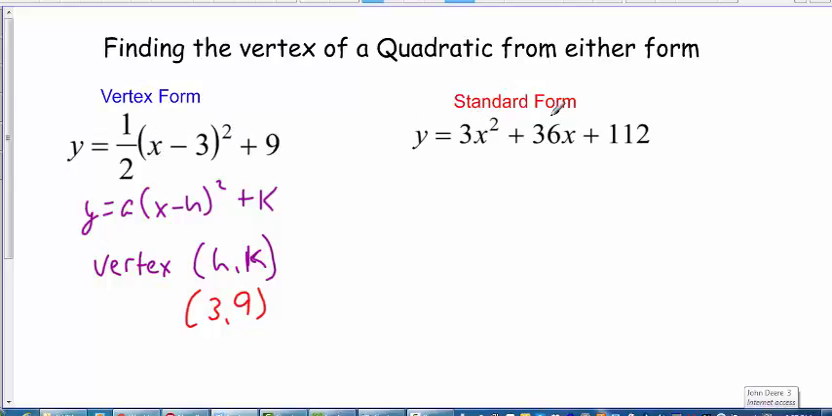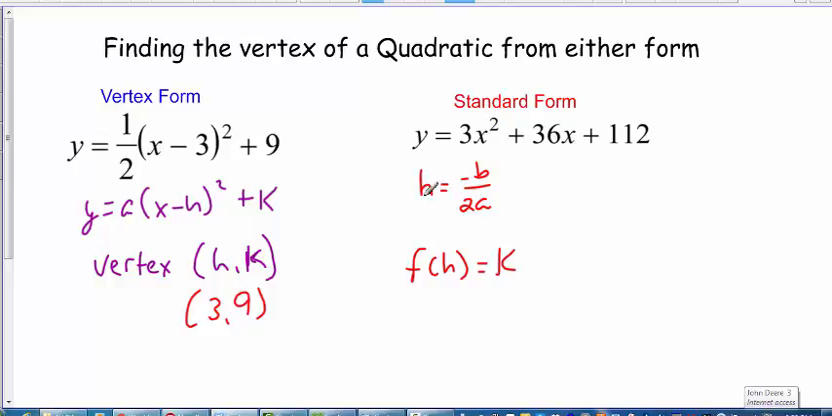If you're given a standard form of a quadratic, you have y equals 3x squared plus 36x plus 11, or 112, I should say. Now, you can complete the square on this and change it over into vertex form, but then you're doing a little bit more work. So I want to introduce you to some equations. h equals negative b over 2a. And then after we find h, we'll do basically f of h, which means f of h equals k.